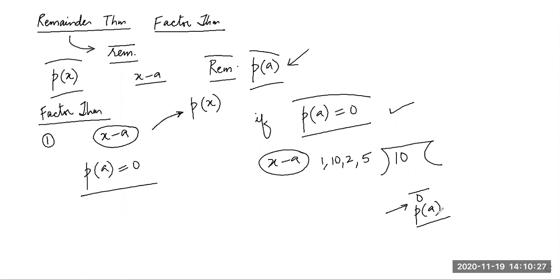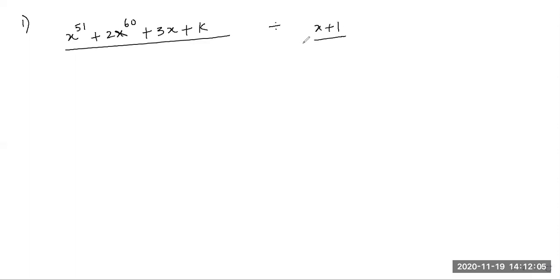So that's all. Now we will do some sums based upon the remainder theorem and factor theorem. All right, guys. First question, students. We start slow and then we'll go fast. The question is x raised to power 51 plus 2x raised to power 60 plus 3x plus k is divided by x plus 1. We want to find k.